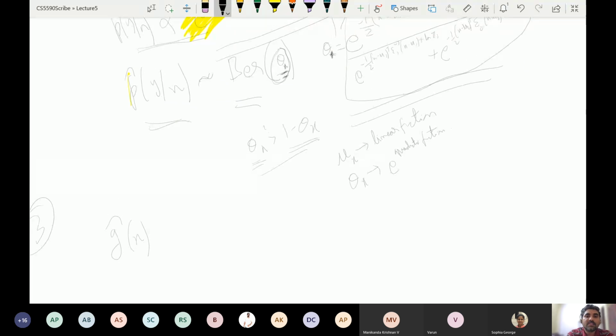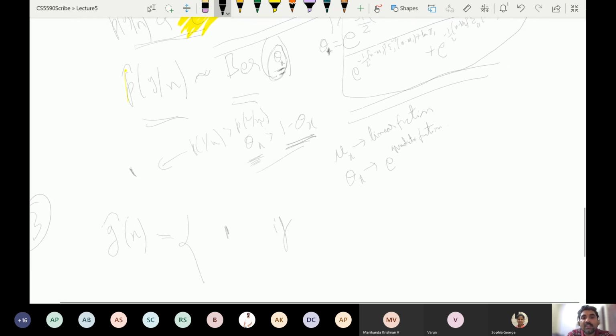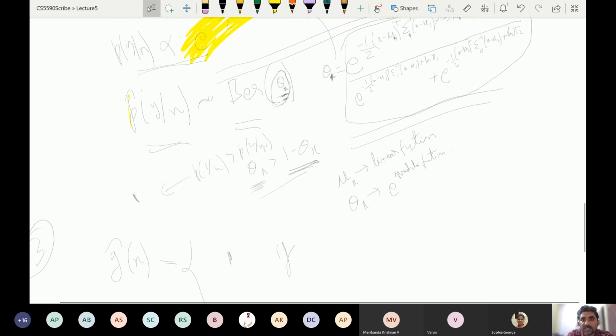See, if theta x is greater than 1 minus theta x, what does it mean? It means probability of 1 given x is greater than probability of 2 given x. In this case, what will be the mode? 1. Right. That's all I'm saying. So what is the function? This is 1 if theta x is greater than 1 minus theta x, right?